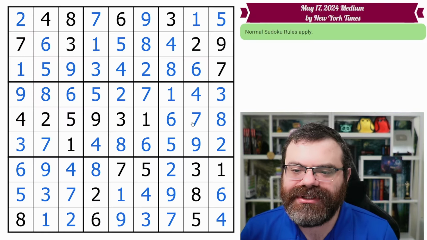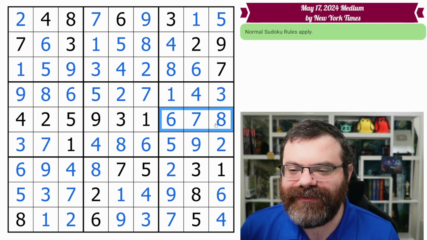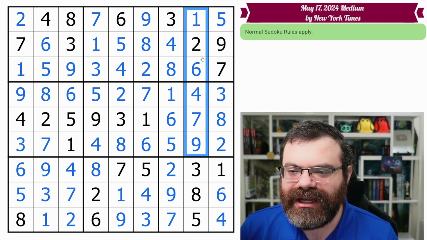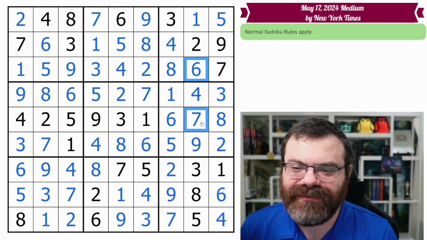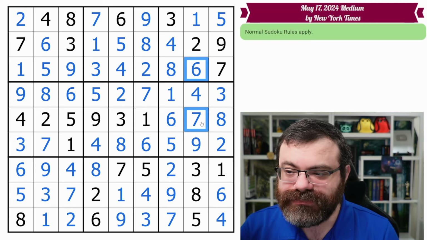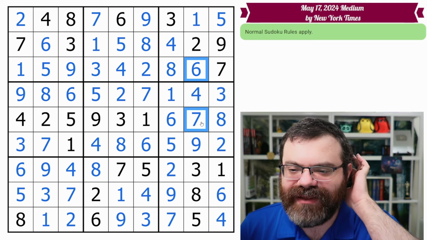I think it might have to do with the fact that I did use this 6, 7, 8 triple to great effect to get the 6 and the 7 in this column. I think that was a really important spot for this puzzle. But do feel free to let me know if you saw that.